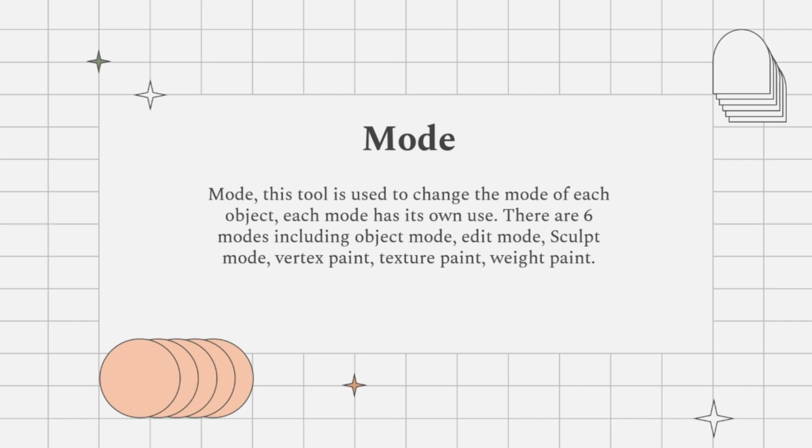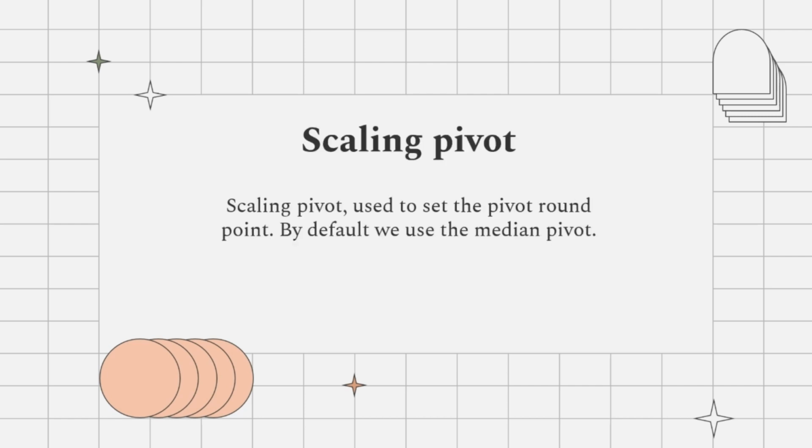Mode. This tool is used to change the mode of each object. Each mode has its own use. There are 6 modes including object mode, edit mode, sculpt mode, vertex paint, texture paint, and weight paint. Scaling pivot is used to set the pivot point. By default we use the median pivot.